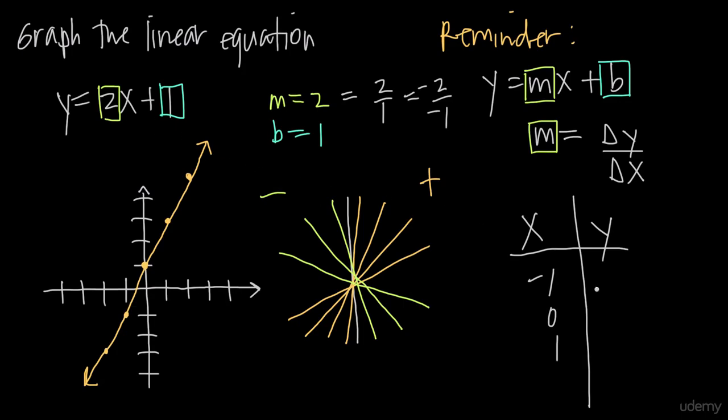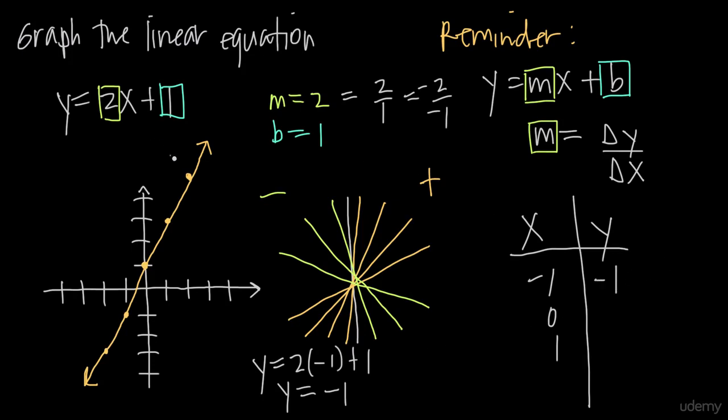So we can plug in these points. If we plug in negative 1 here for x, we're going to get y equals 2 times negative 1 plus 1. That's going to give us y equals 2 times negative 1 is negative 2. Negative 2 plus 1 is a negative 1. So we get y equals negative 1.